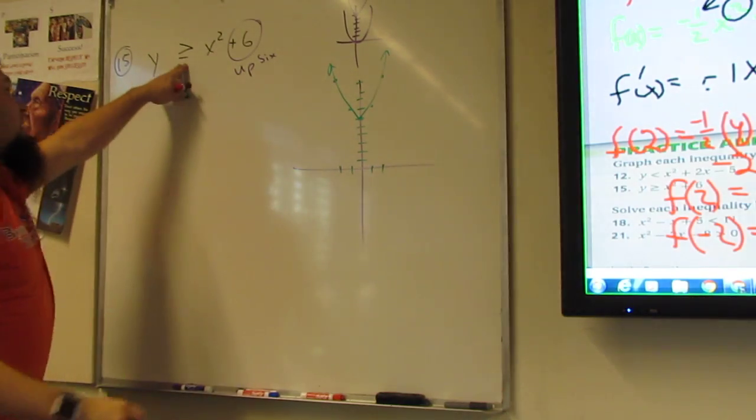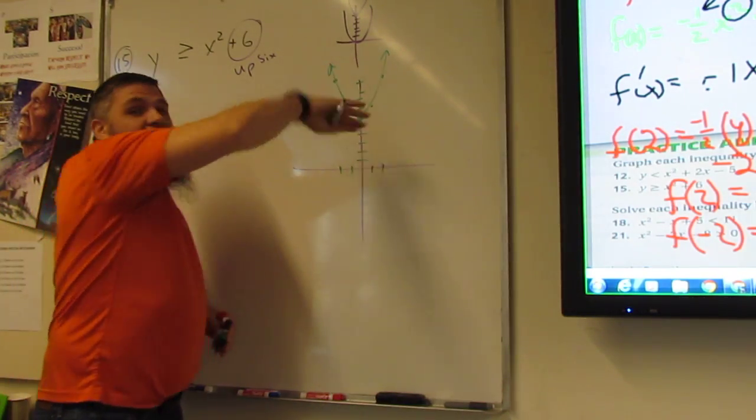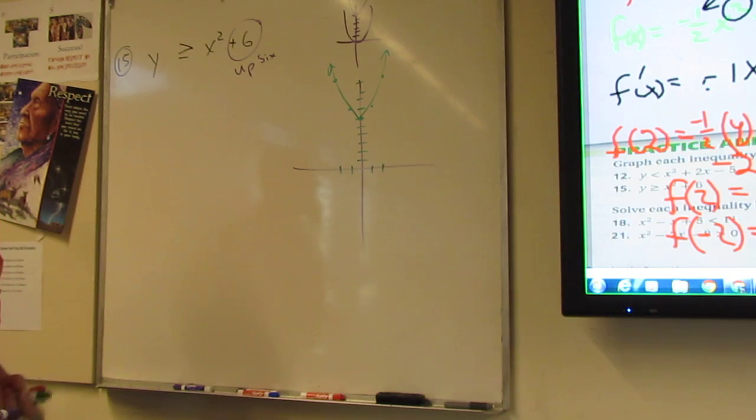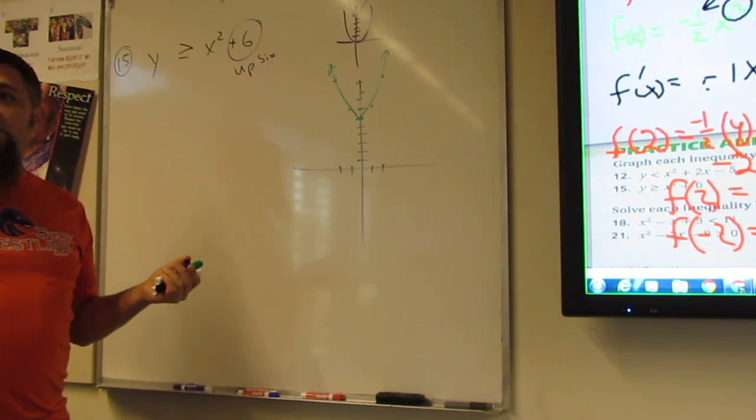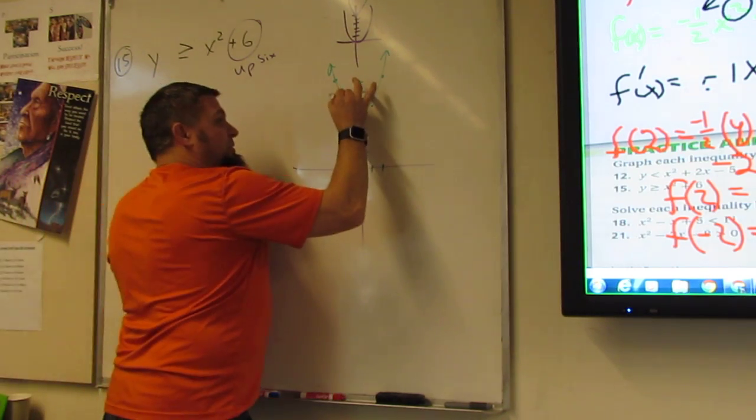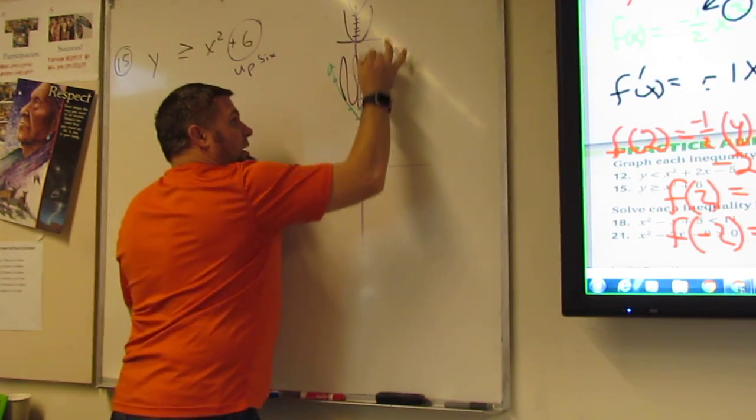Now it's equal to, so it's a solid line. And it's greater than, so where do we shade? Up, right? So you put your pen on here and you shade it up.